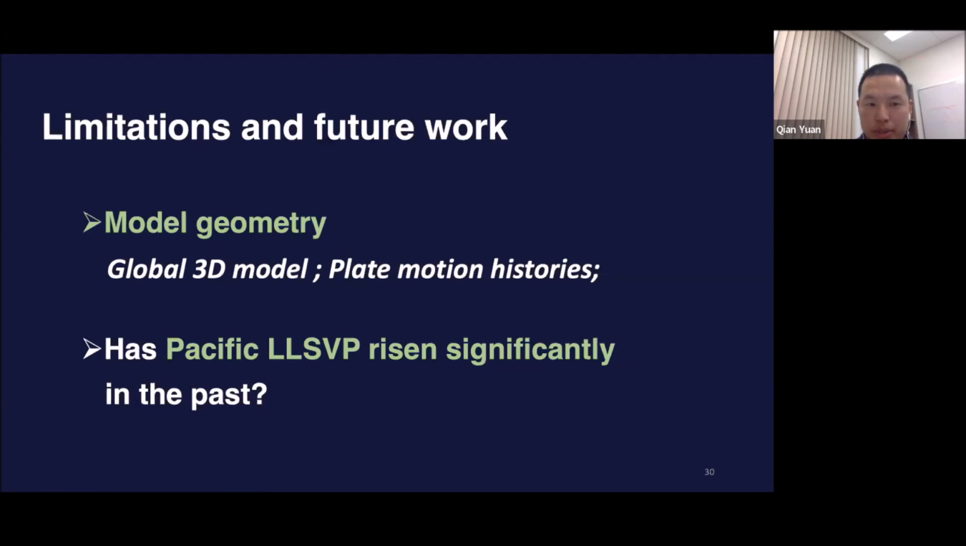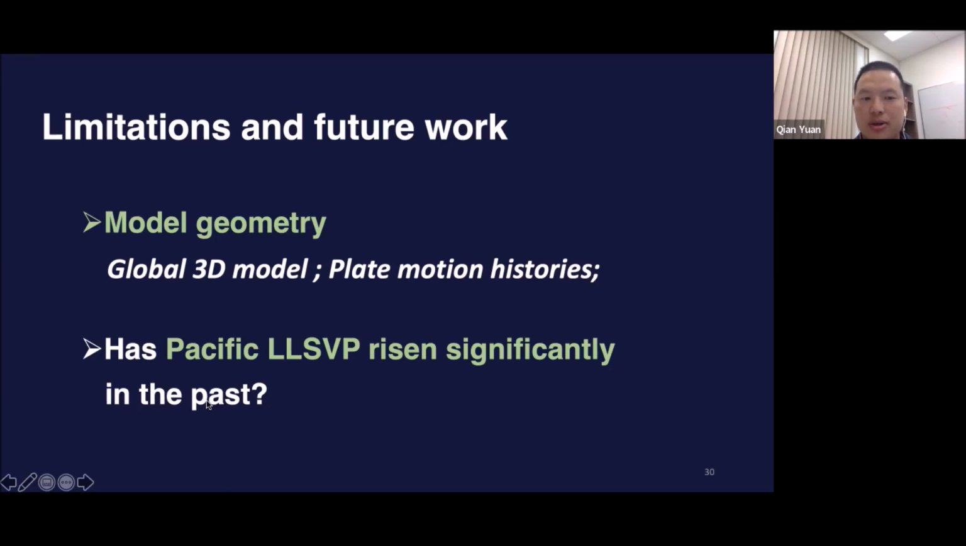There are some limitations to our work, as I mentioned a little bit earlier. Most of our models are 2D and some regional 3D. It's better to do some global 3D work and also include plate motion history, which is very important for the distribution of the subducted downwellings.